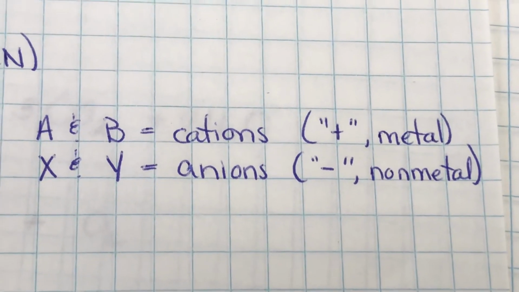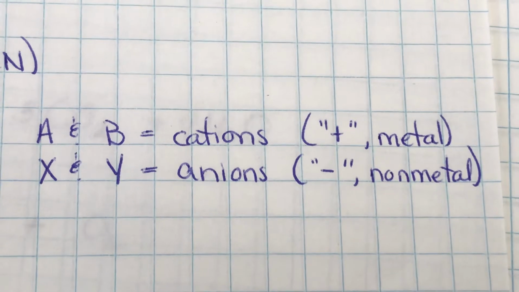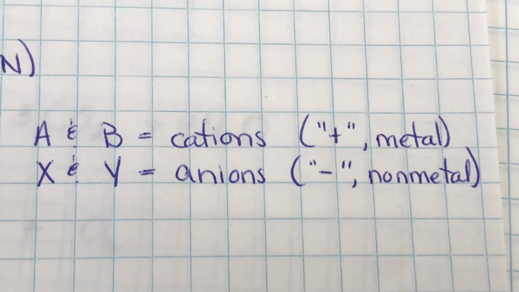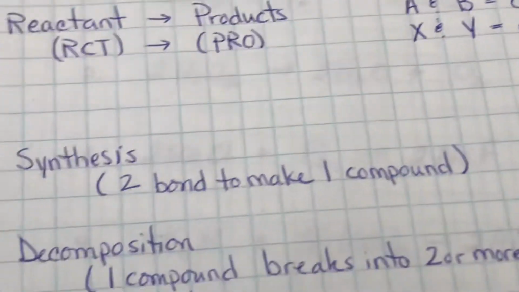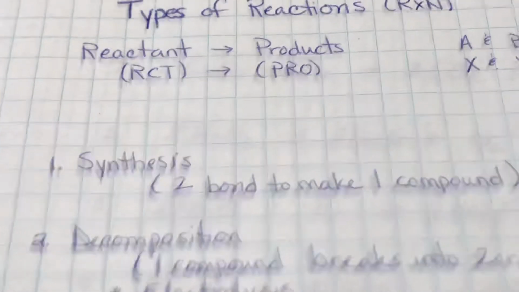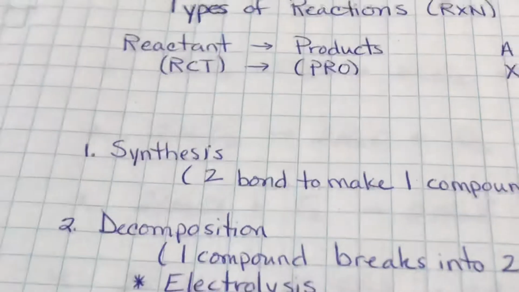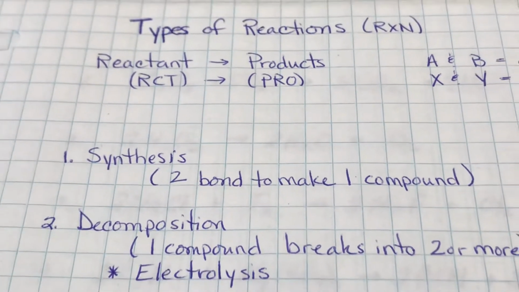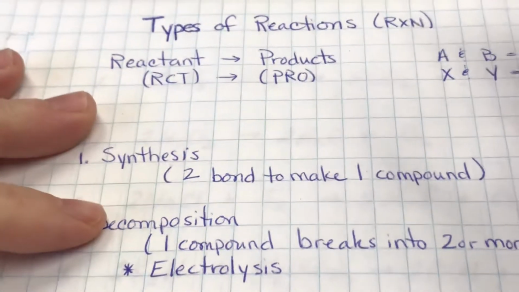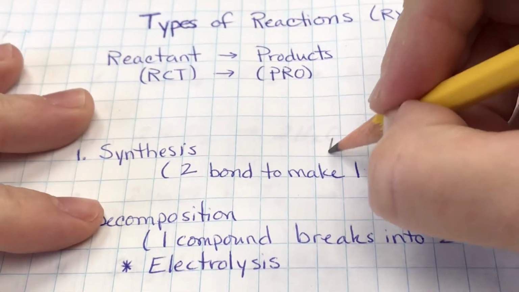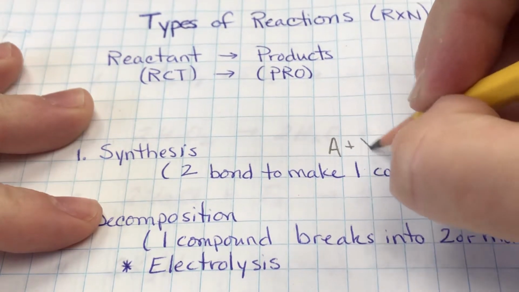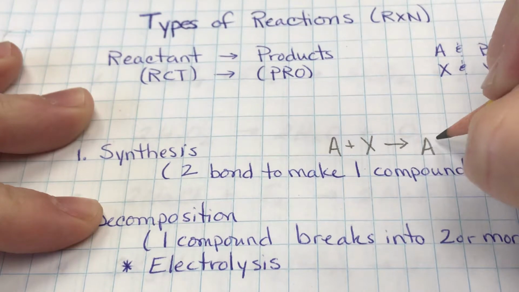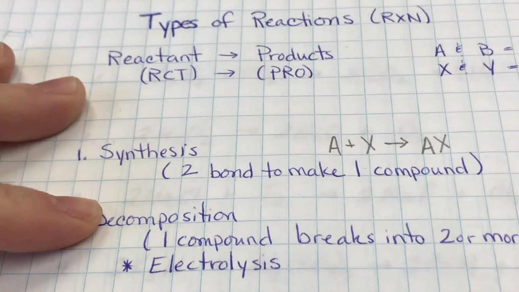The A and B is going to represent our cation or the positive metals, while the X and Y is the anions, our negatives or our nonmetals. Our first type of reaction that we have is called a synthesis. This is where two different components become one compound. An example of this for a generic equation would simply be A plus X, two components becoming one compound, AX.